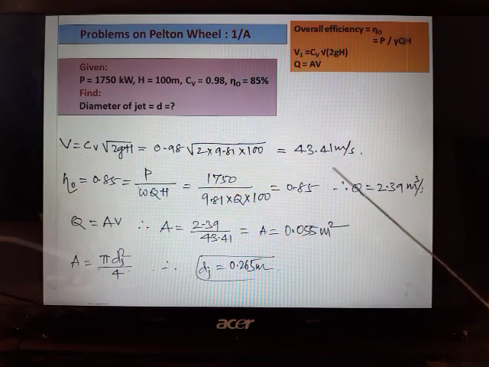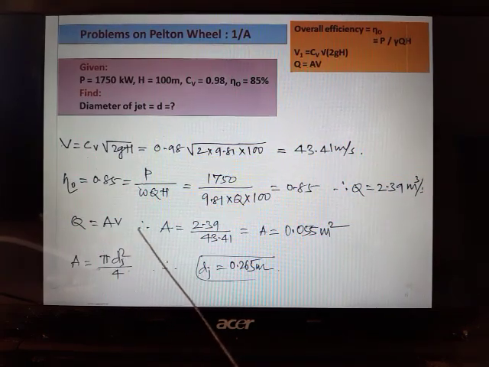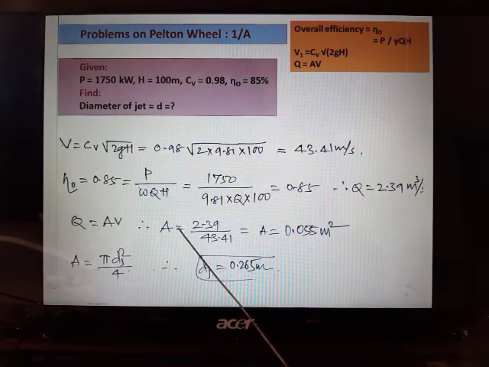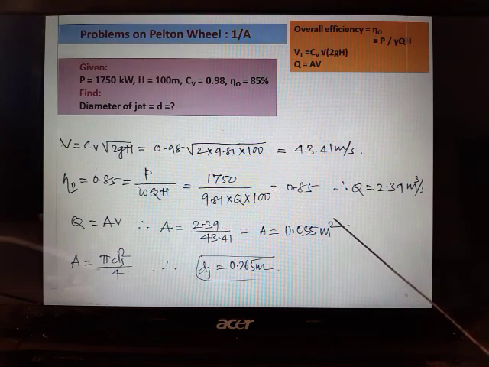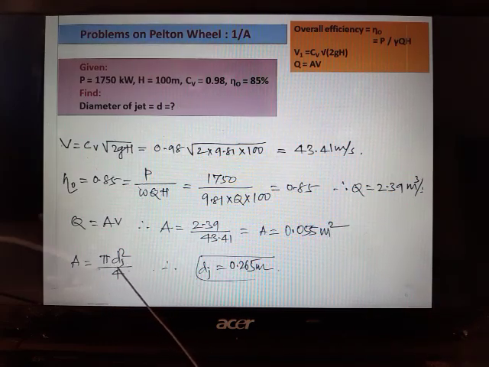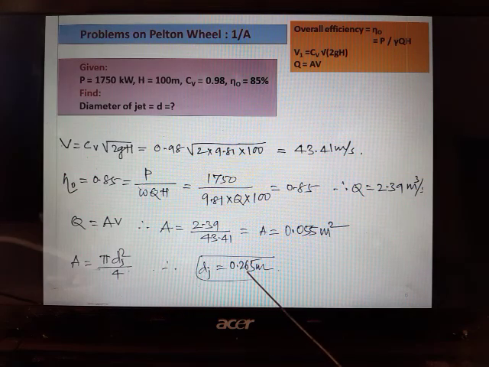Once I know Q is equal to A into V, I can calculate the area of the jet. So this comes out to be 0.055 meter square. So using pi d squared by 4, the diameter of the jet can be calculated, which is 0.265 meters.